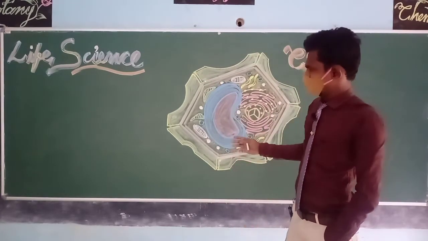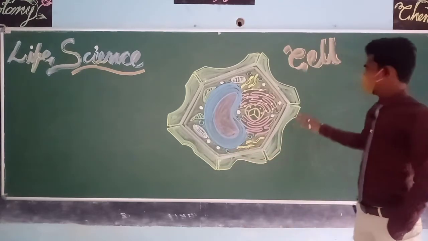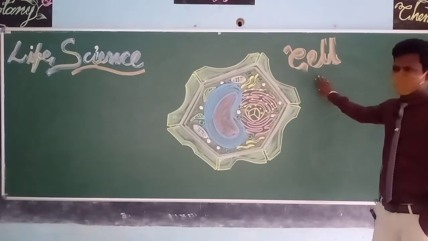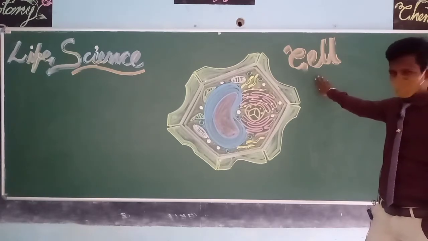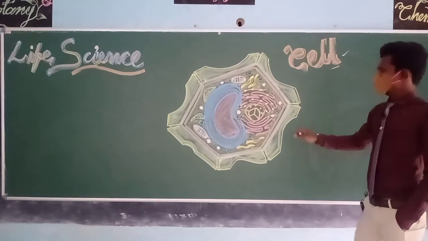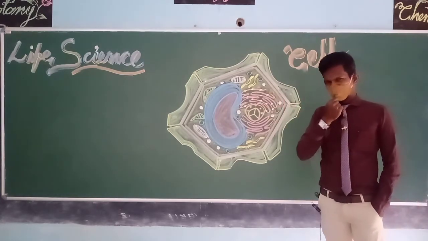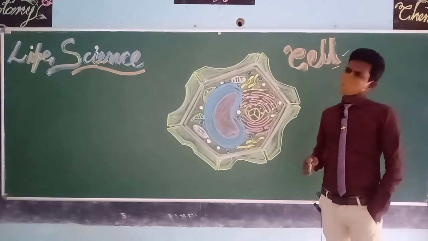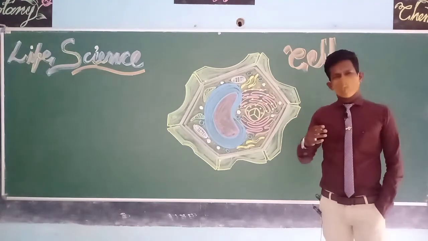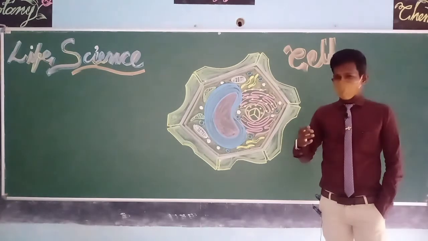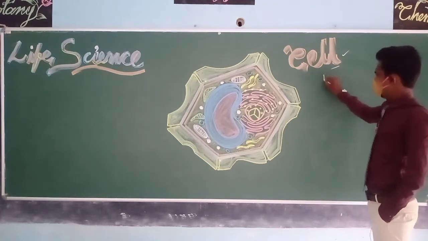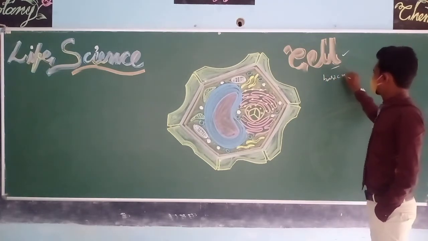So in our life science discussion class we are going to discuss the basic structural and functional unit of life, that is called the cell. Here we have a plant cell. Generally, cell in the sense may be plant, animal, insects, birds, reptiles, whatever it may be. A cell is a cell. This is the basic unit.